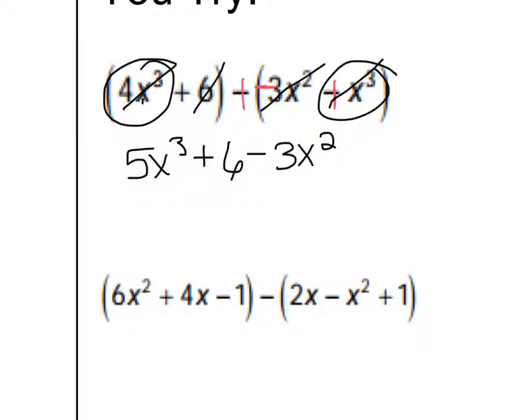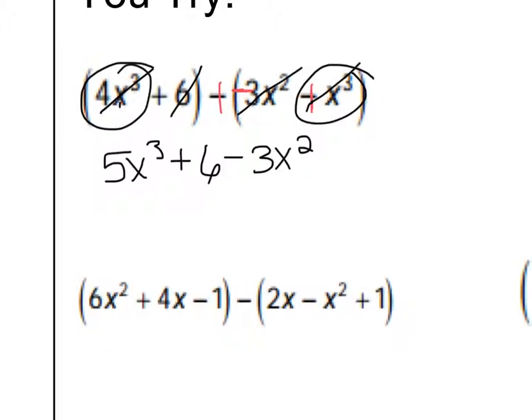And there is one way to write number 1. There are other ways to write this, as long as the 5x cubed is positive, the 6 is positive, and the 3x squared is negative. At this moment, it doesn't matter the order. We'll talk about order tomorrow.